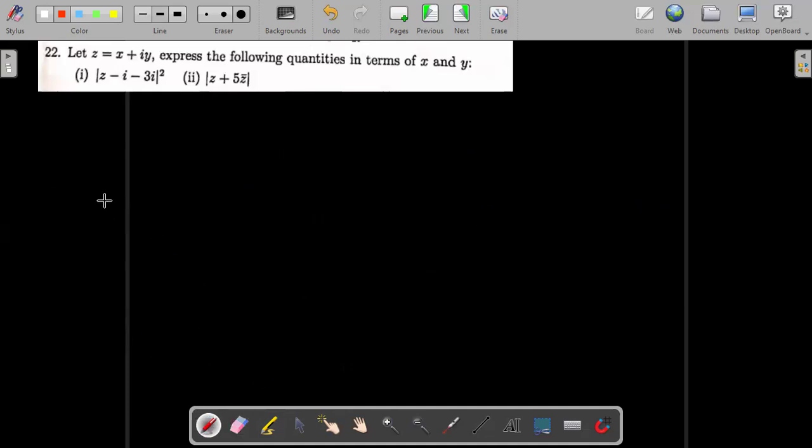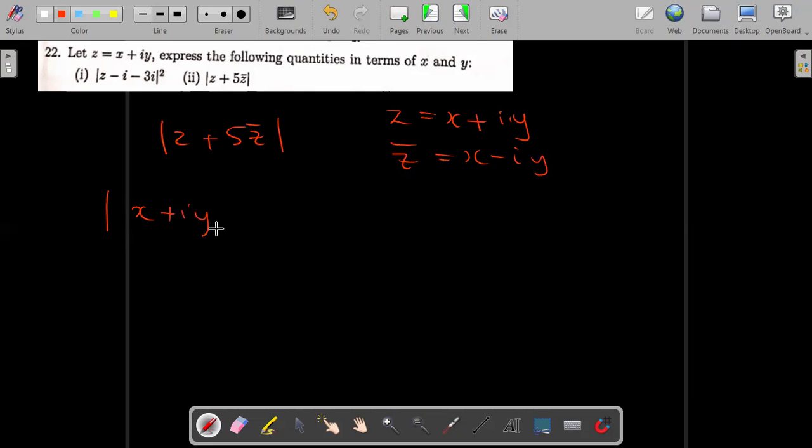Okay, so the next one just says we say modulus of z plus 5z bar. Where you see the z bar, that is just the conjugate of z. So if z is equal to x plus iy, then z bar is going to be x minus iy. Where there is z, we place x plus iy, then where there is z bar, we replace x minus iy. We close there. And this here is just going to be x plus iy.